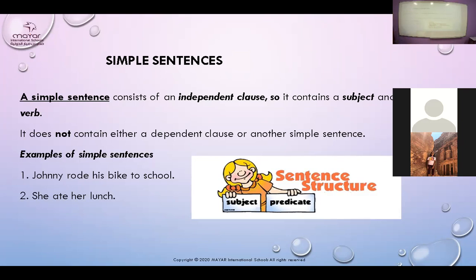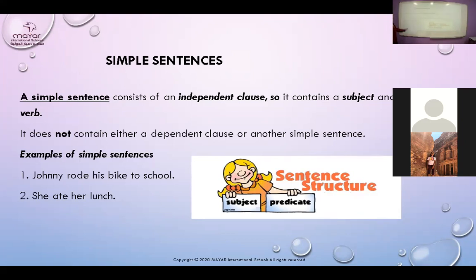One complete thought, one independent clause. It doesn't contain either a dependent clause or another simple sentence. So if someone told you, okay, it's a simple sentence, why doesn't it have two independent clauses, or an independent clause and a dependent clause? Simple and simple equals simple? No, a simple sentence means one independent clause. If we have two independent clauses, we move to a new type of sentence. Simple sentence: one idea, one independent clause. Let's go through these examples.